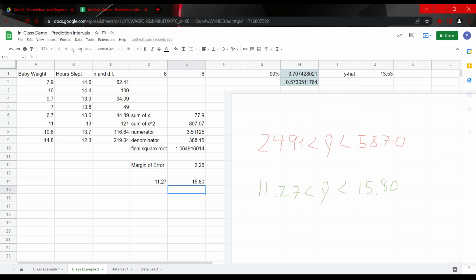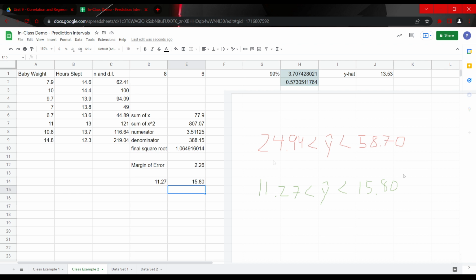And so again, let's interpret this real quick. A baby that has a weight of 10.4 ounces will sleep somewhere between 11.27 hours and 15.8 hours. And we are 99% confident in this. And so those are the two examples that are in your workbook.